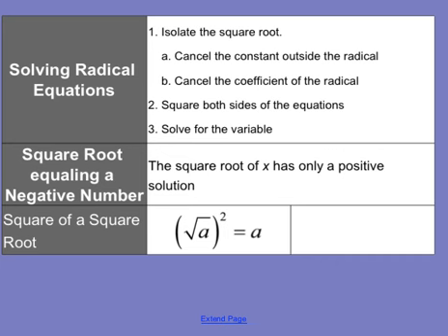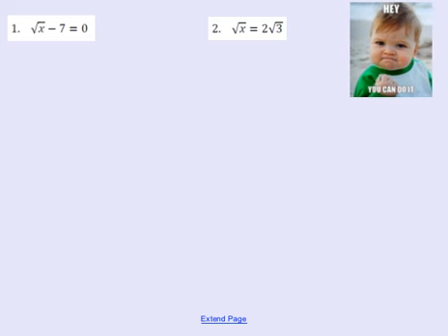So just to remind you, radical equations are going to have a square root. The first thing you're going to have to do is get the square root by itself. You have to isolate it, and then you can square both sides. Solve for the variable. The square root of x has only a positive solution. So remember, we have to have positive solutions. What that looks like is a bunch of examples, so let's talk about them.